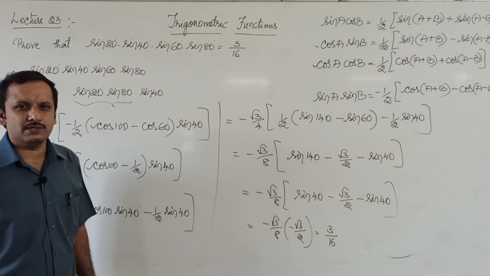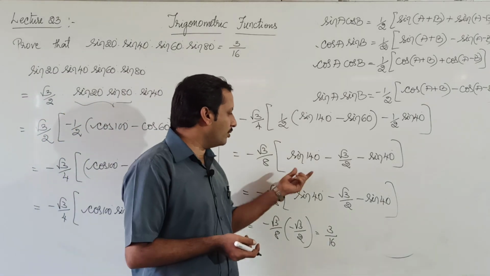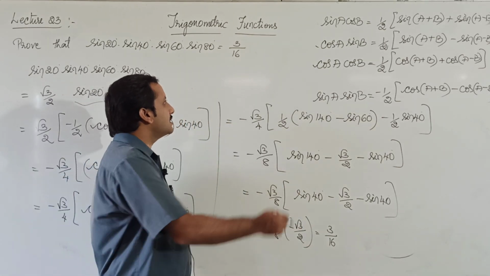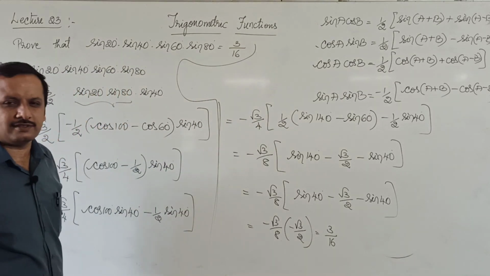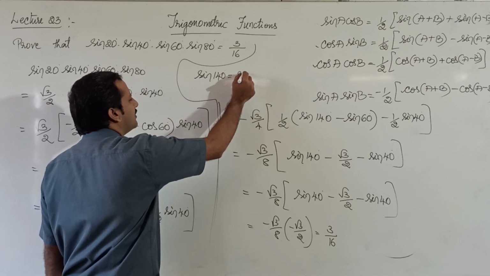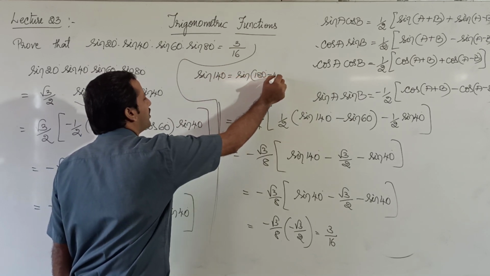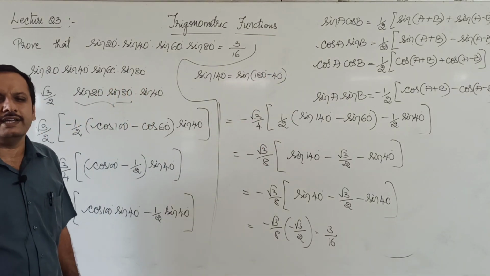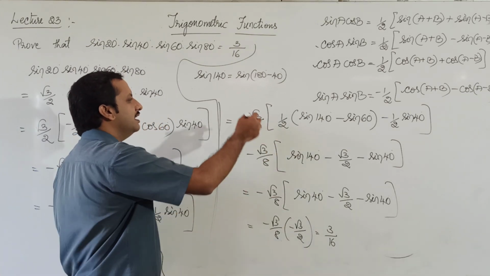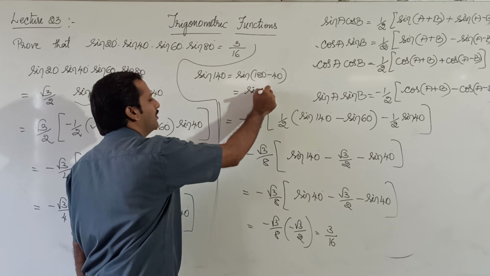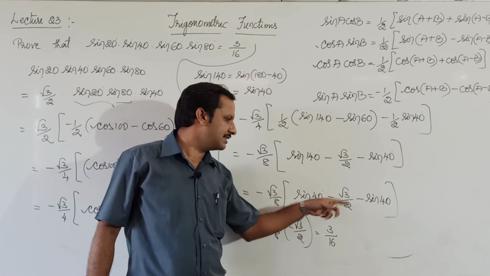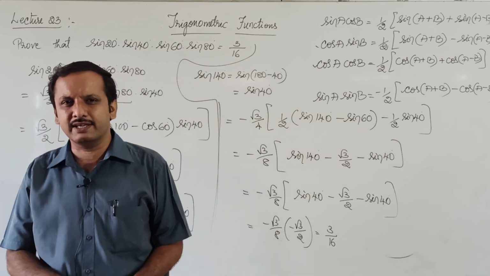Minus root 3 by 8 into minus root 3 by 2, that will become 3 by 16. You might be having one doubt here. How can I write sin 140 as sin 40? What I did is, I don't have enough space to write, so I did not write that step. See, sin 140 degree is there now. I will write this as 180 minus 40. Okay, I am writing 140 degree as 180 degree minus 40 degree. What is sin 180 minus theta? Sin 180 minus theta is equal to sin theta itself. So we can replace sin 140 degree with sin 40. Then that sin 40 cancelled and we got our desired answer.